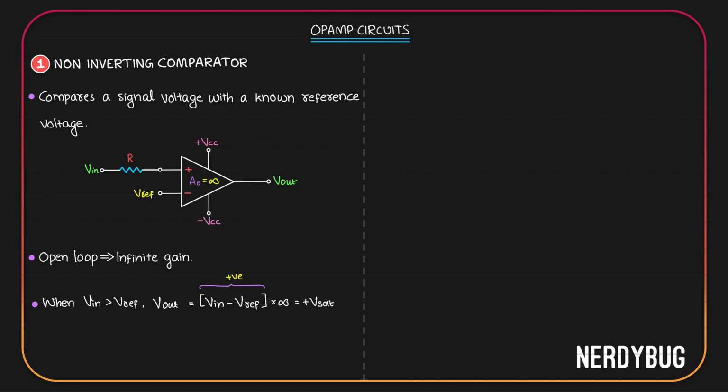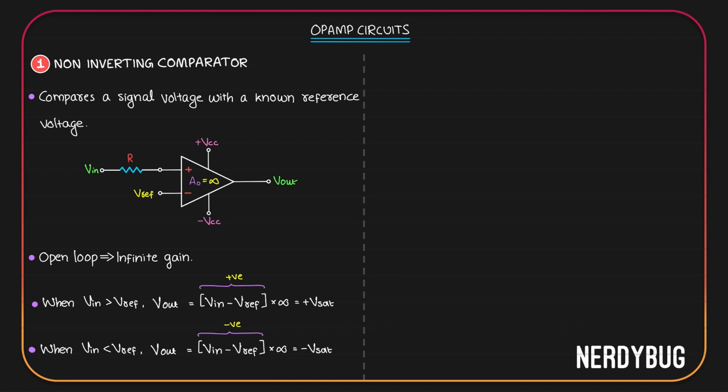Now let us see what happens when input is less than Vreference. Again, output will be differential input multiplied by the gain. But this time, Vin is less than Vreference, so Vin minus Vreference will be negative. Since output cannot be negative infinity, it will be negative saturation voltage. That means whenever input is greater than the reference voltage, output will be positive saturation voltage. Whenever input is less than reference voltage, output will be negative saturation voltage.